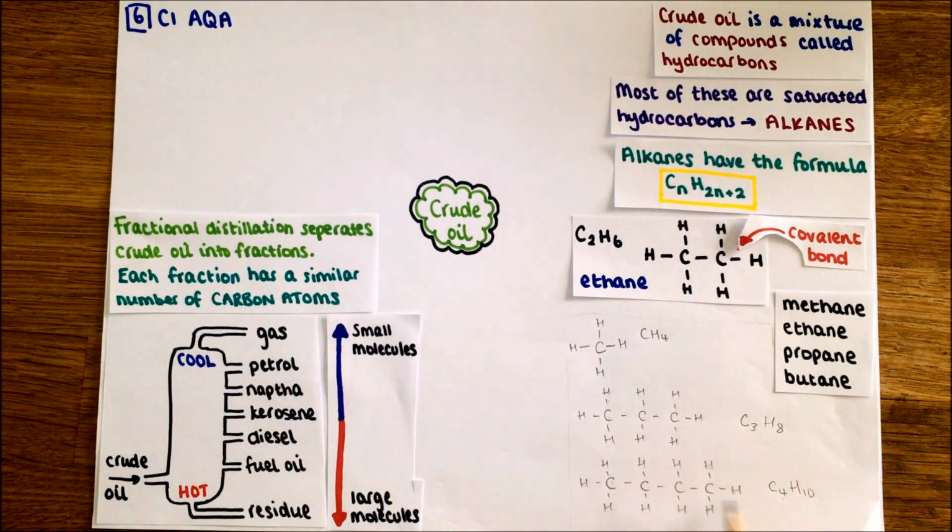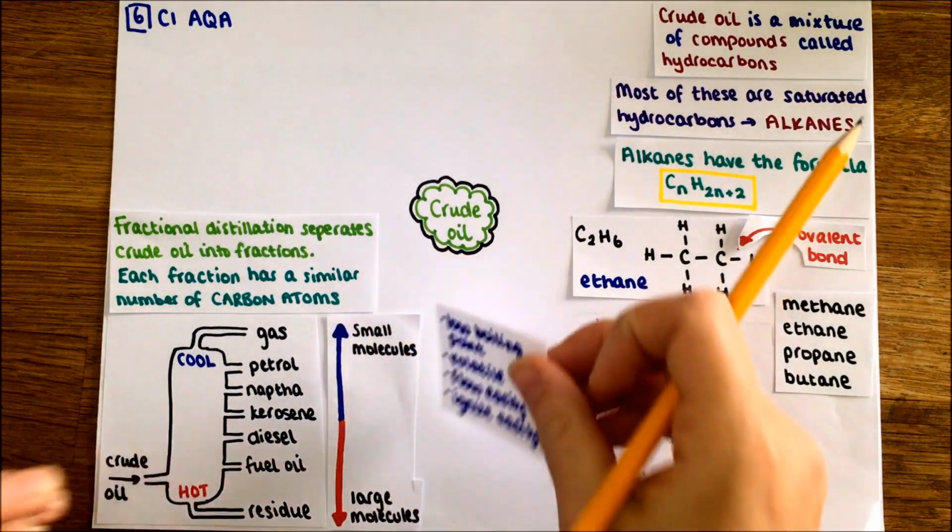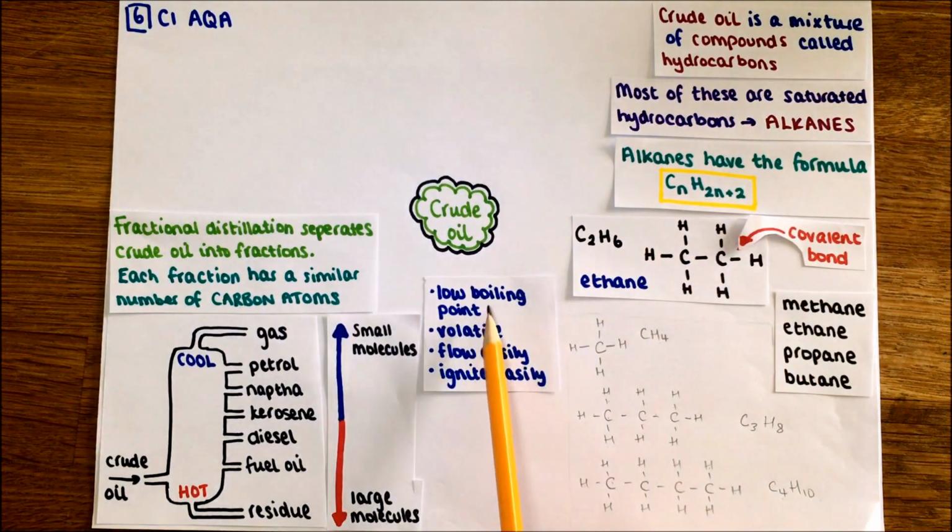So these would be ever such long chain molecules, and these have to be really warm to get them to separate off. Okay, and these have different properties. So the ones at the top with the small molecules have low boiling points, they're very volatile, they flow really easily, and they ignite easily.